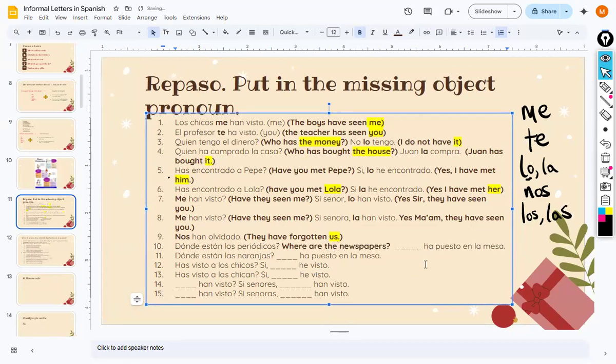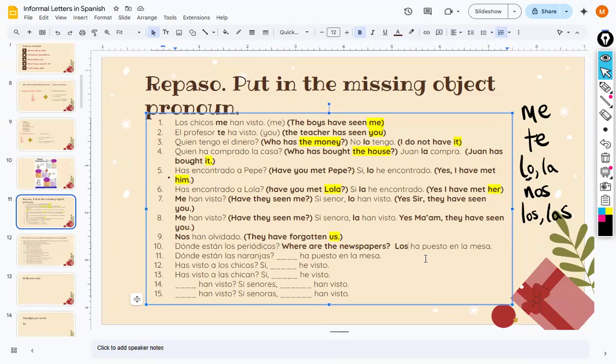All right. She has put them on the table. Right? So what is the them? It could be he has put them too on the table. I don't know. But the them for newspapers, masculine and plural, will be the masculine and plural object pronoun. So that will be los, right? Los ha puesto en la mesa.